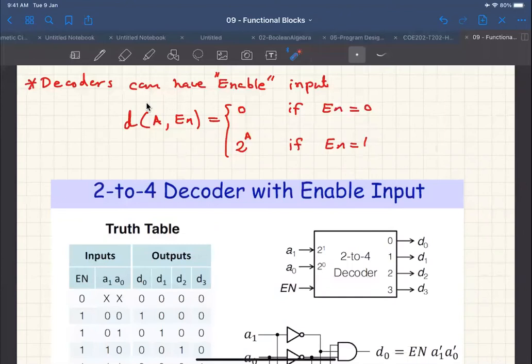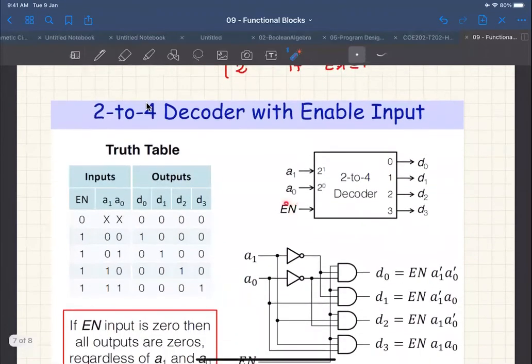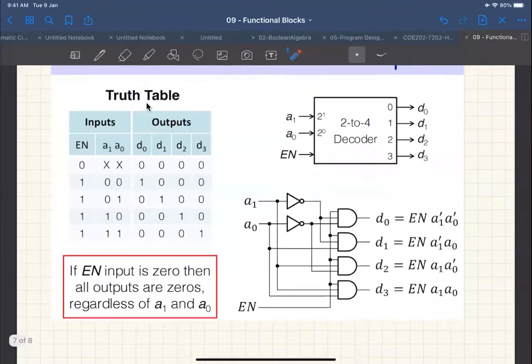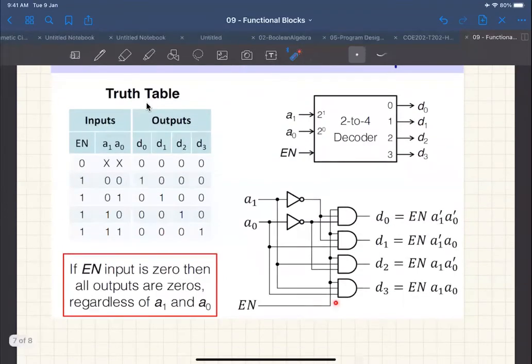So I haven't added anything except just an input here. Again, this is a slide from Dr. Mudawwar's. An input called enable that will enable or disable the decoder. If it is 0, then the output will be 0. If it is 1, then the output will be the normal output of a decoder. And you can guess how to implement that by adding the enable with all the minterms.